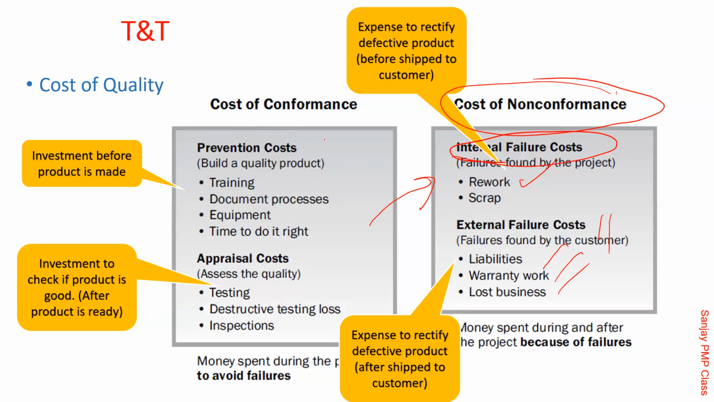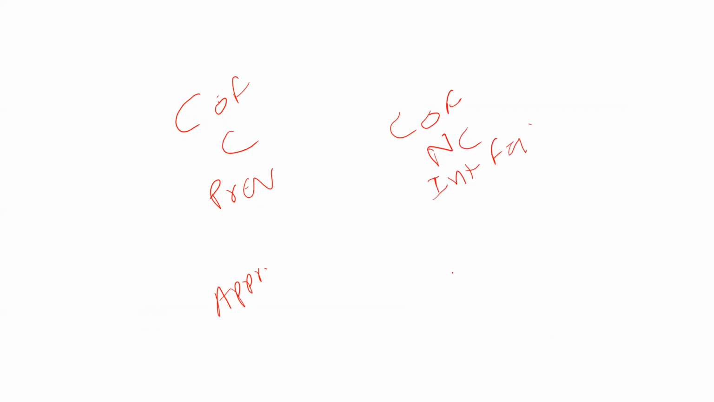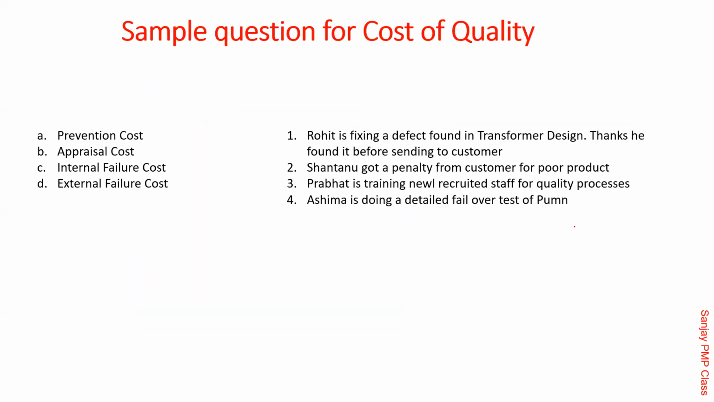Typically, they say start on this side. Invest in prevention so that appraisal cost can be reduced. Invest in appraisal so that internal failure will not happen. Invest in internal failure so that external failure will not happen. Try to spend earlier so that you don't land in trouble. These are the four things. Just to repeat: cost of conformance, cost of non-conformance. Here there was prevention cost, and here it was appraisal cost. And here it was internal failure cost, and here it was external failure. They might give you some scenario and ask which cost this is, and so on. So that is this theory.